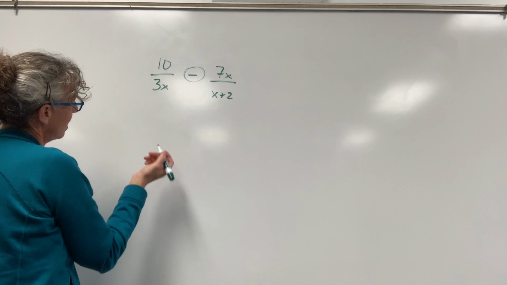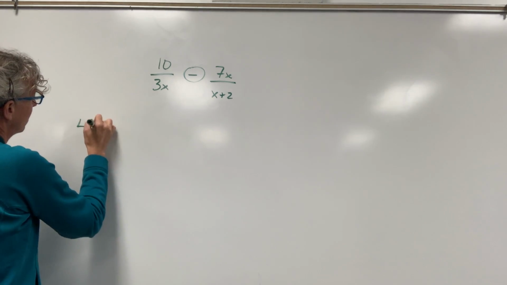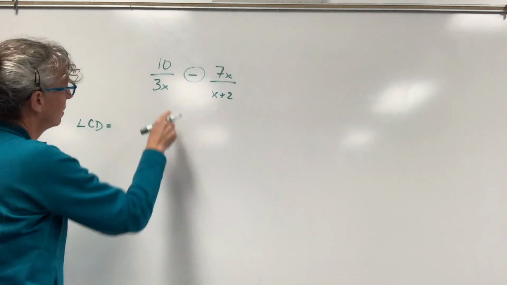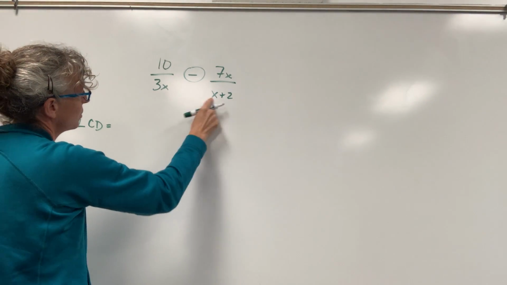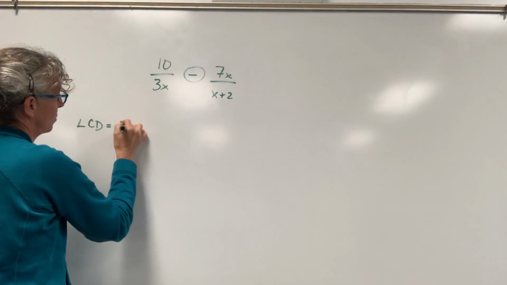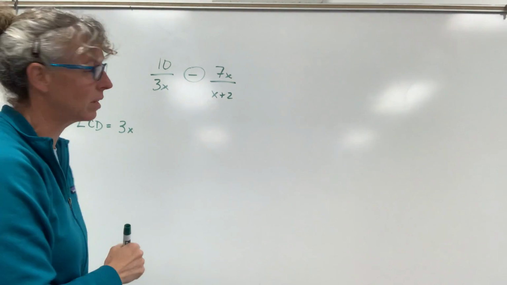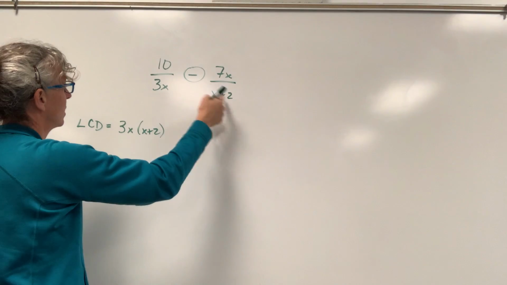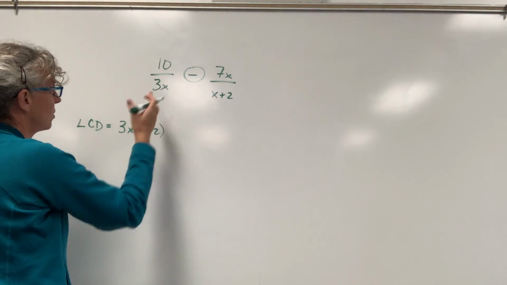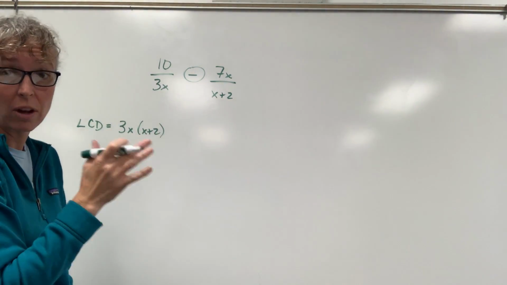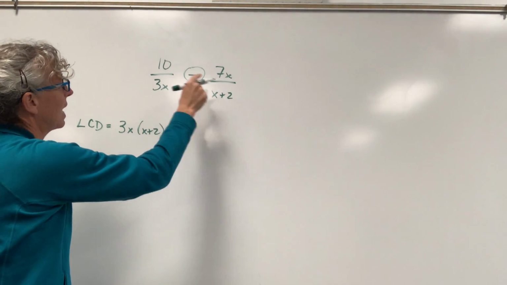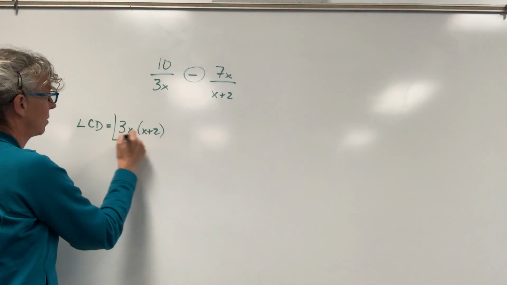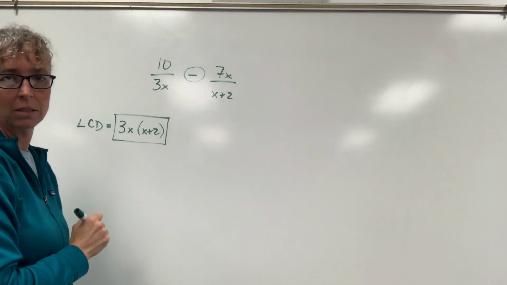So in this case, our least common denominator is kind of weird. We need a 3x for this one. This one doesn't have anything like that, so that's just part of what our common denominator is. We need an x plus 2 for the bottom of this fraction. This one doesn't have anything like that. So really, to do the common denominator on this fraction, you need this one and this one. So our least common denominator is this crazy weird thing like this.